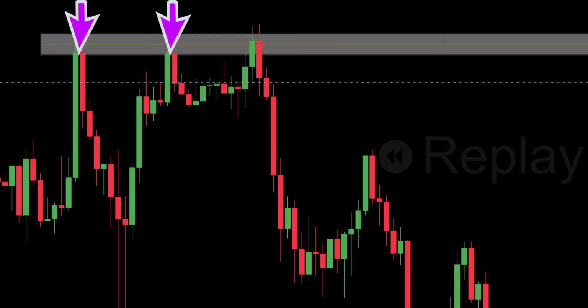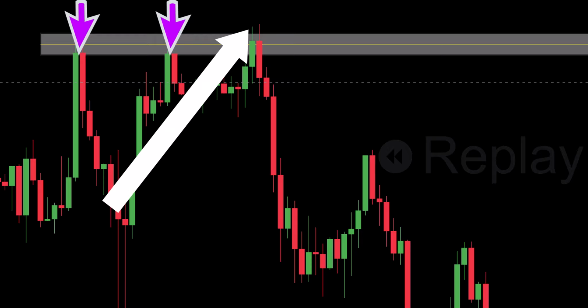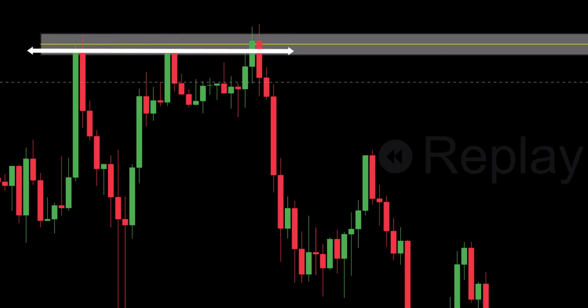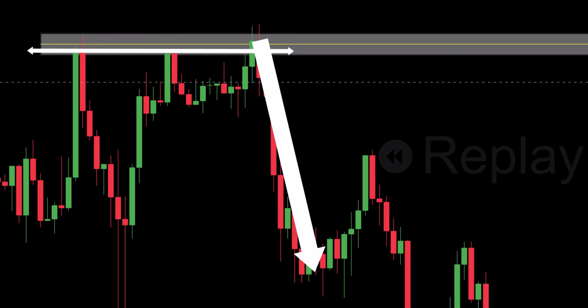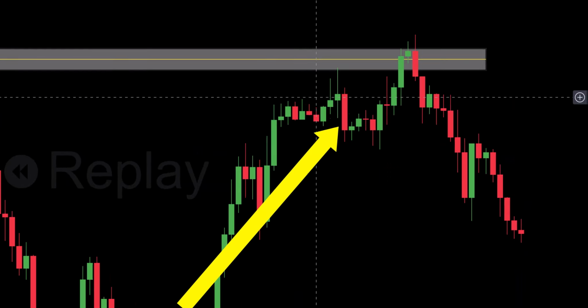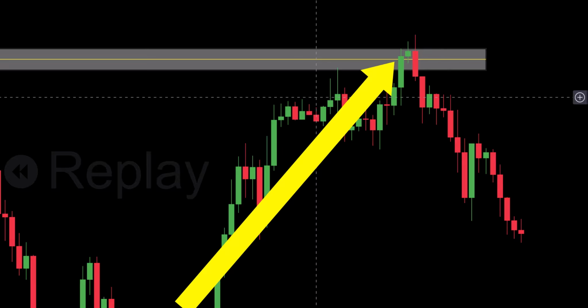A strong sign of weakening bullish momentum. Eventually, price pokes above the level, takes out some equal highs, and drops, breaking the previous low. That's our first red flag. Then it returns one last time to retest resistance.